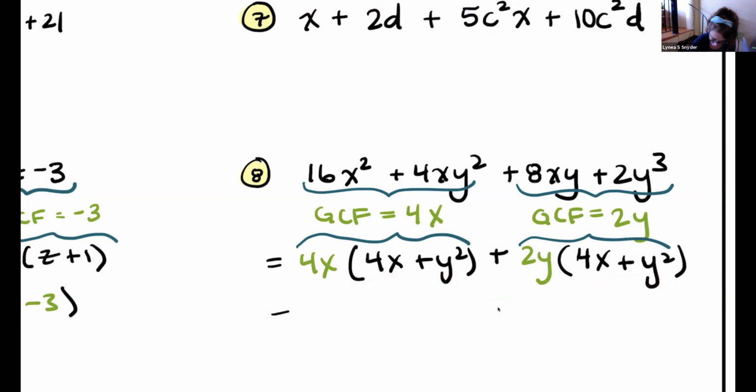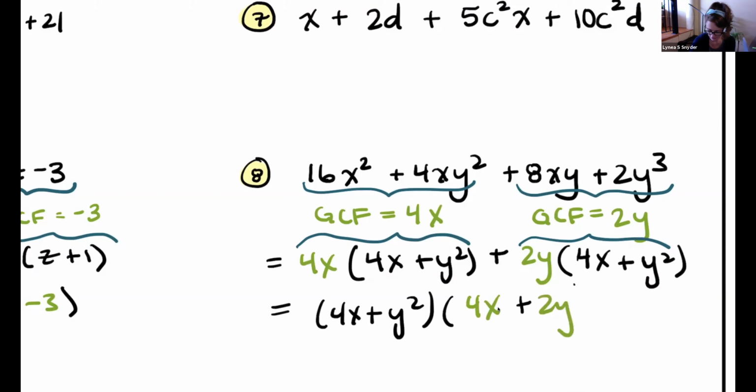Okay, so what have we got here? Now we can take out the 4x plus y squared. And what we have got left is 4x and then plus 2y. And there we go.